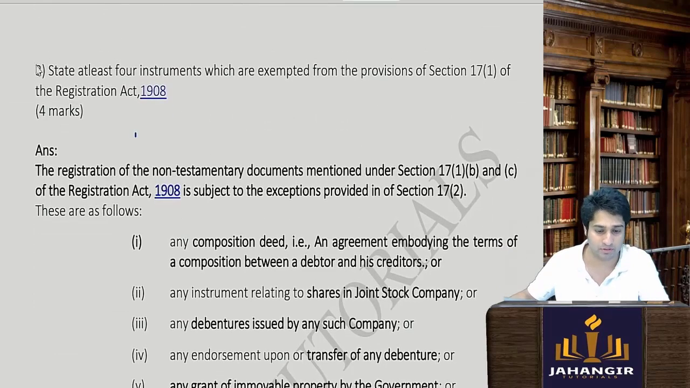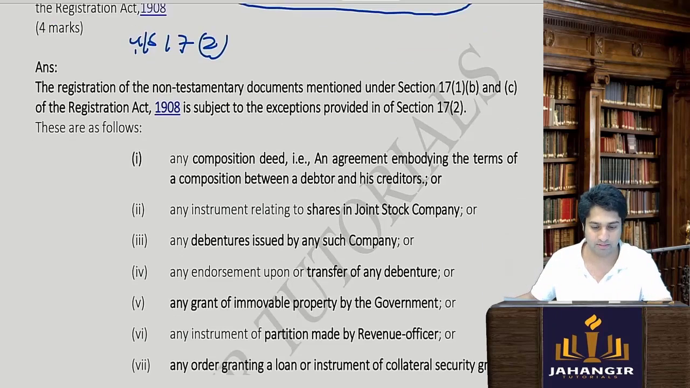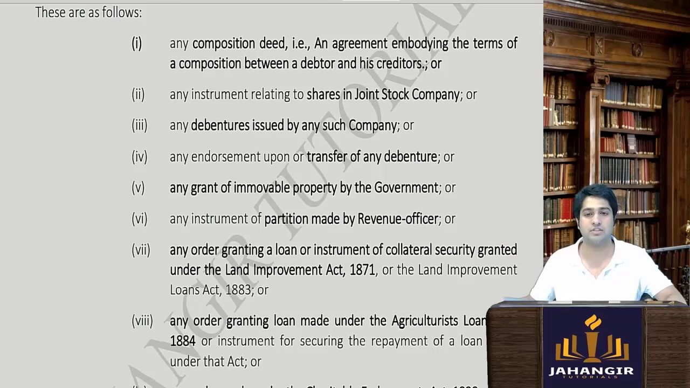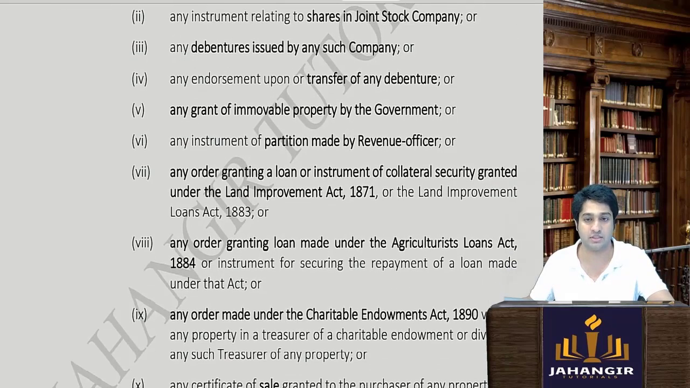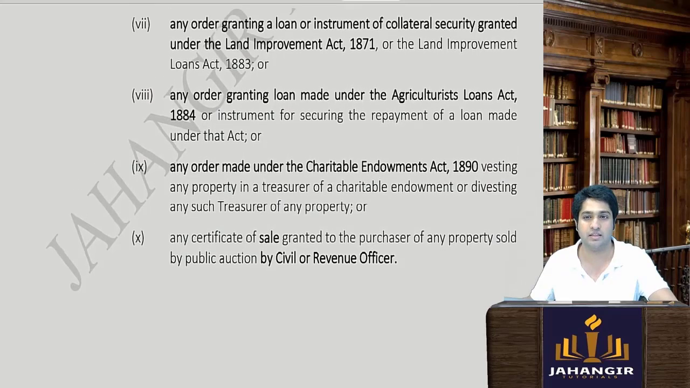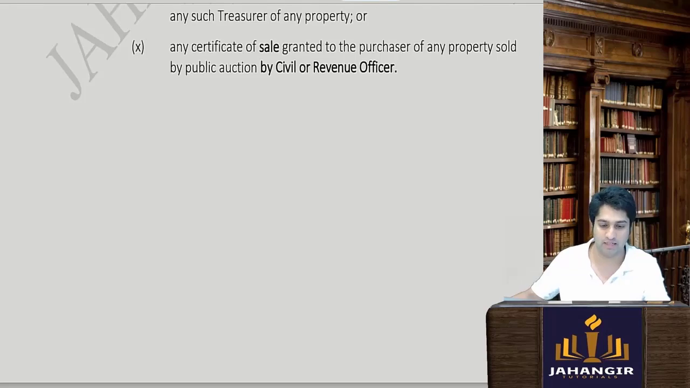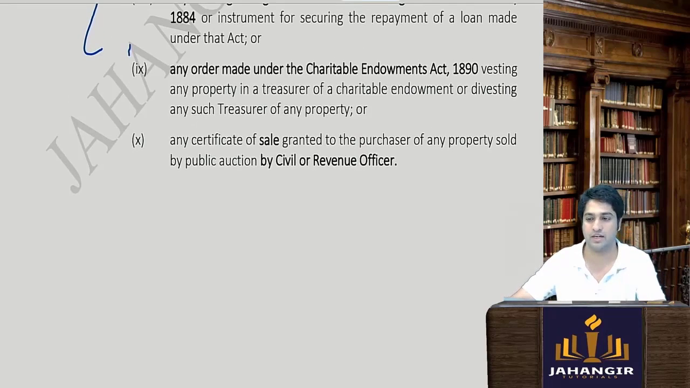Then the third one comes: instruments which are exempted from the provision of section 17 subsection 1. ये दिया है अपना आंसर section 17 subsection 2 में. Composition deed, transfer of shares, transfer of debentures, and where government is doing, revenue officer is transferring, any mortgage, for all these, they are all exempted. That is it. We are done with the chapter.